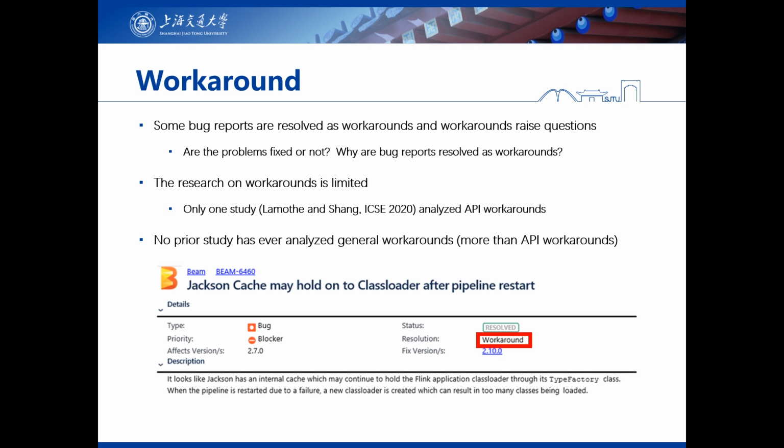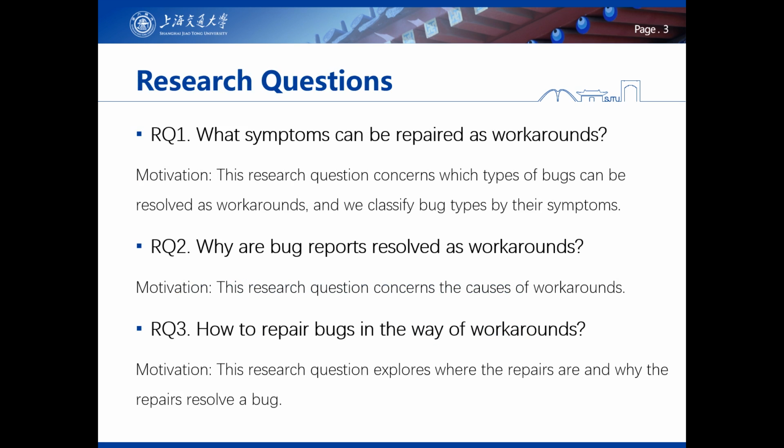Our study analyzes the following questions. We proposed 3 research questions. Question 1. What symptoms can be repaired as workarounds? This research question concerns which types of bugs can be resolved as workarounds. Question 2. Why are bug reports resolved as workarounds? This research question concerns the causes of workarounds.